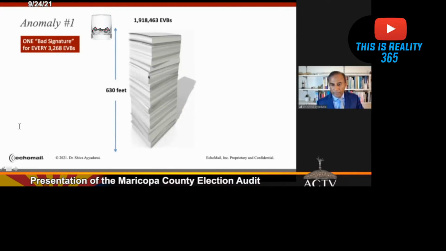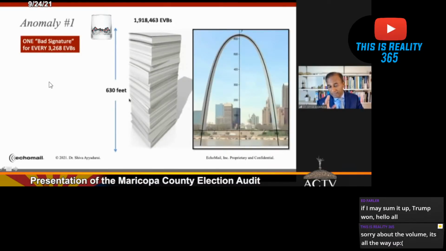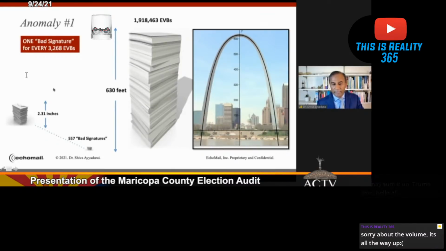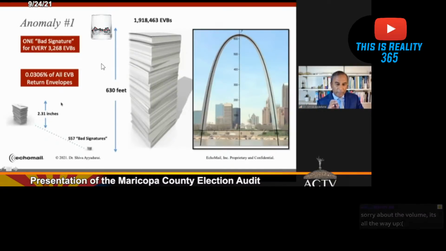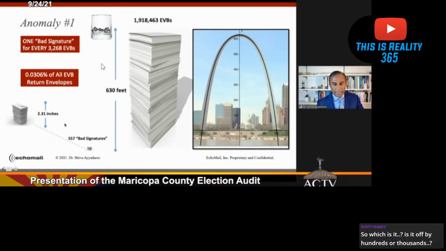So if you think about 1,918,463 early voting ballots, the unique ones that Maricopa said they got, and for each paper, by the way, the size of the paper is 0.1 millimeter, and you were to put them up, you would get 630 feet. That's the size, believe it or not, of the St. Louis Arch. That height, when compared to the bad signatures, would be only about 2.31 inches. So just to give you a pictorial understanding, a very, very low percentage was considered that. So again, to be specific, 0.0306% of all EVB return envelopes were deemed as bad signature.